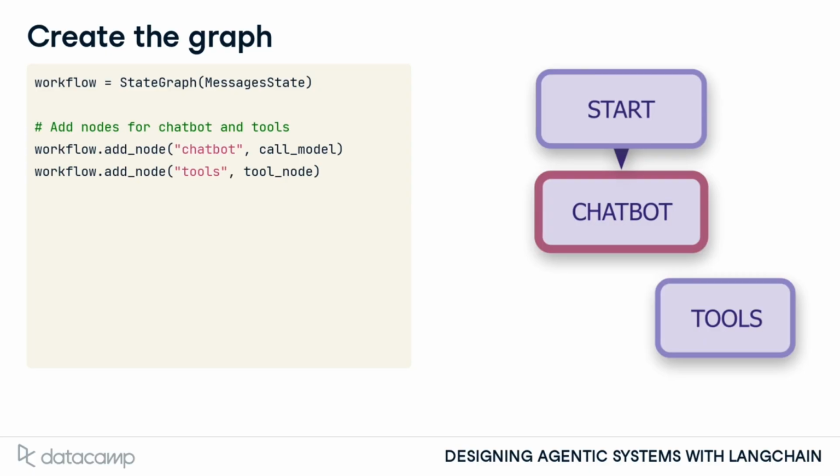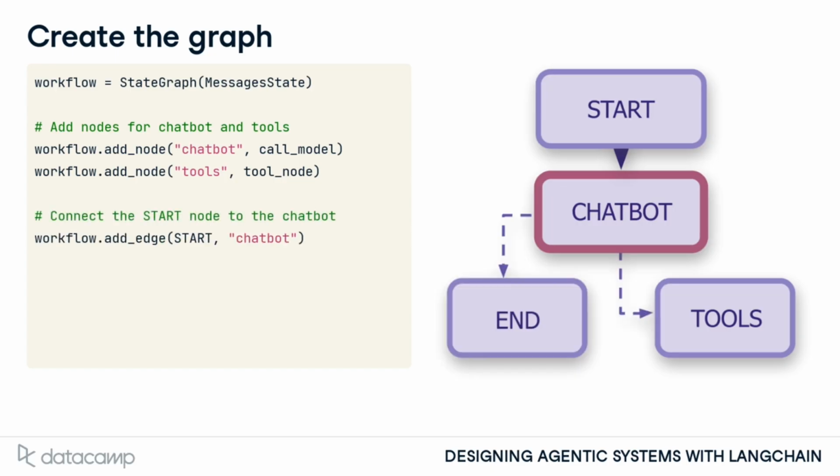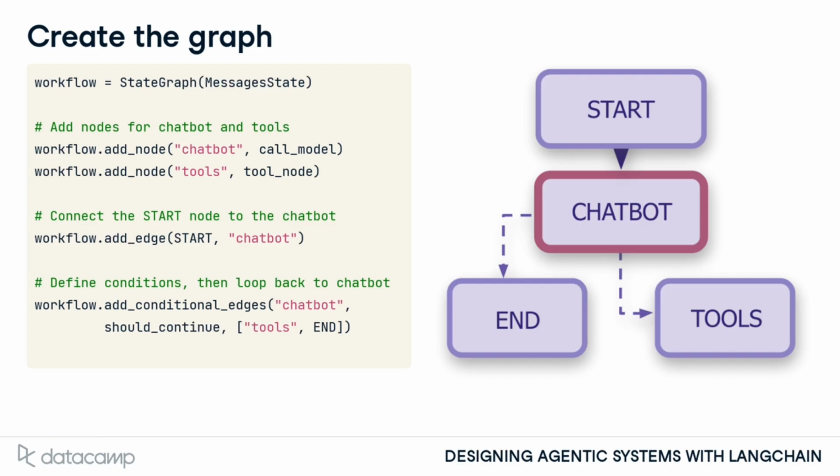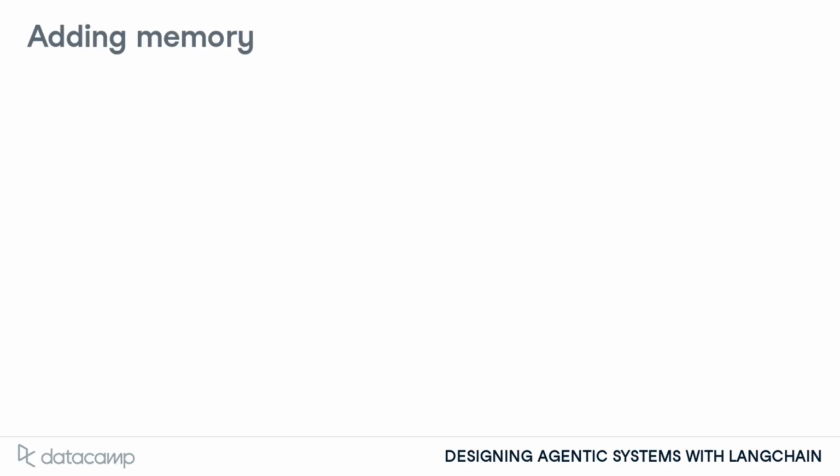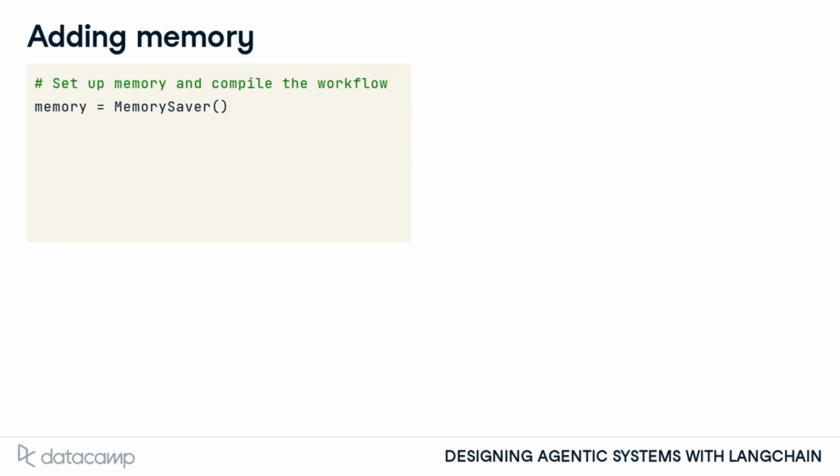We'll then add a start node that initializes the chatbot node before adding conditional edges from the chatbot to the end or tools nodes using our shouldContinue function. Next, we'll add another edge from the Tools node back to the Chatbot node, completing the conversation loop. We'll then create a memory saver object called memory, which we'll use to enhance our chatbot with memory.